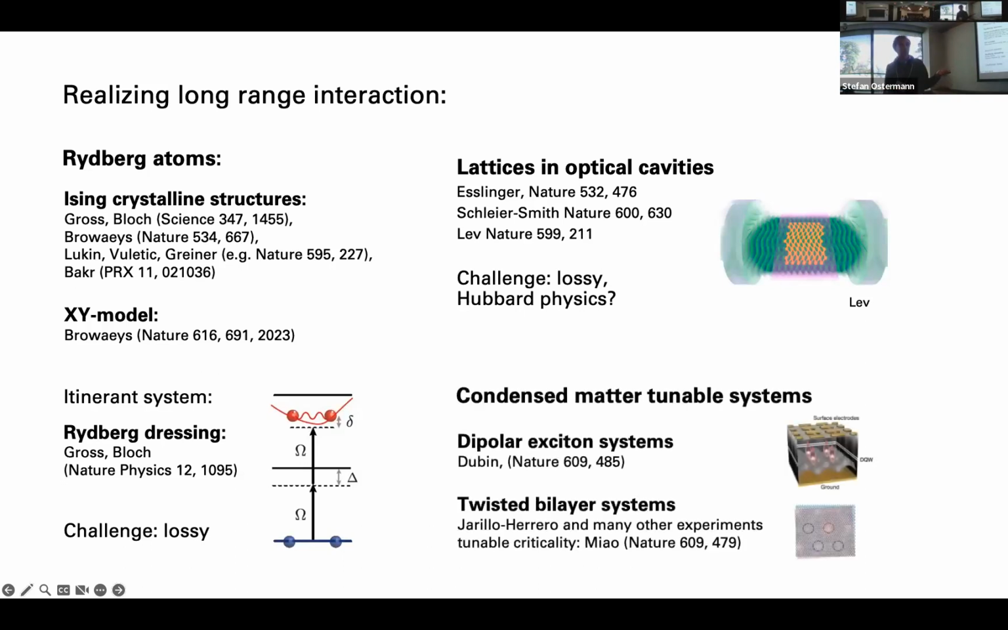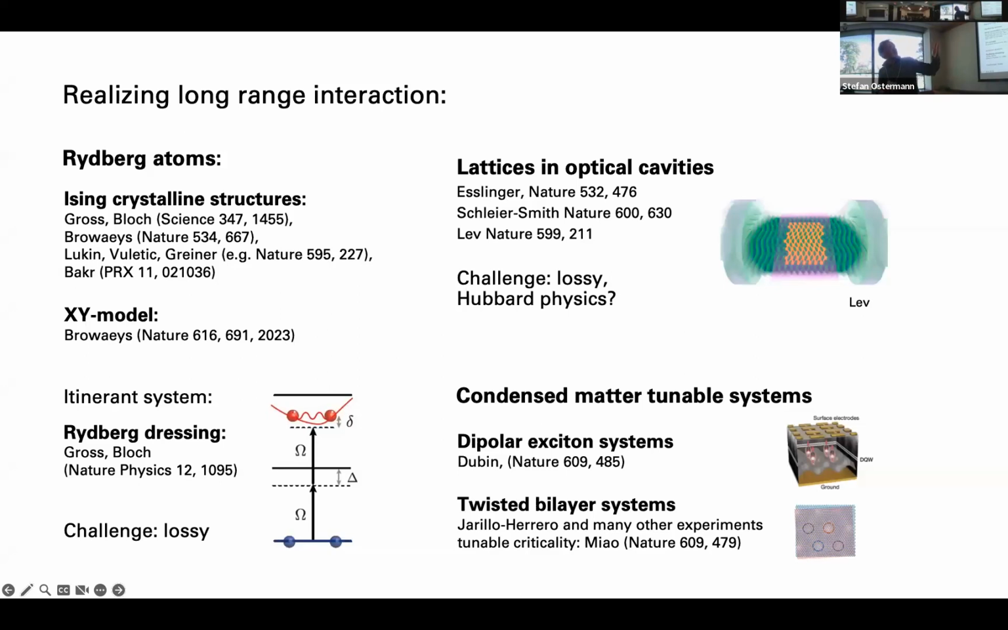Hubbard physics. And there are some very nice, although not related to optical lattices of course, condensed matter quantum simulation experiments where you have excitons and they start to form crystals, for example, or in twisted bilayer systems, also crystalline states and so on. And these things become more and more tunable, so you can also start calling those a quantum simulator, maybe, especially as you start to understand the models describing those systems better and better.